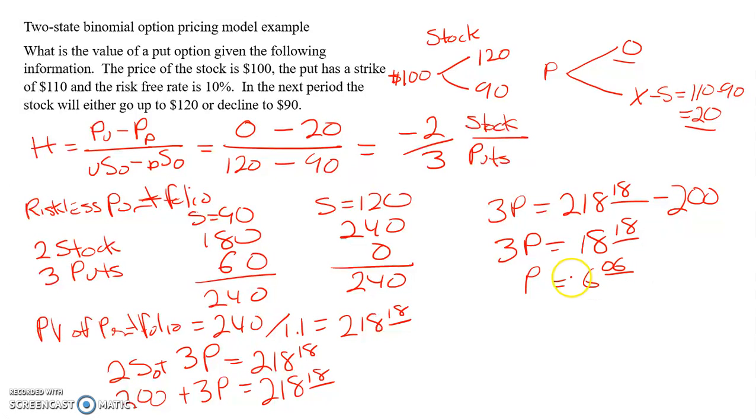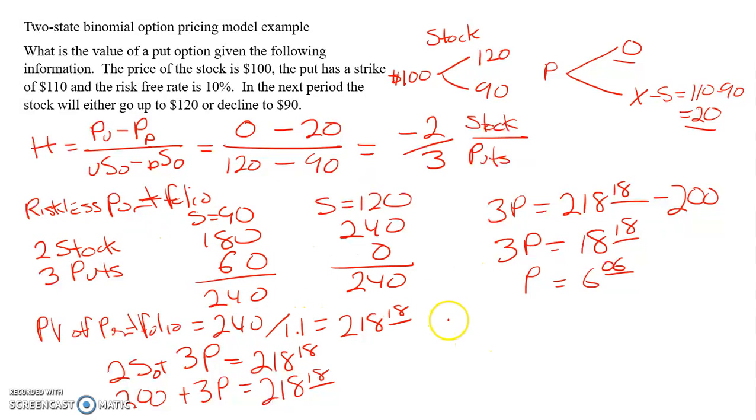It just so happened in this case that the price of the put and the call were identical. That will not always be the case. If we were to change this interest rate, for example, if we lowered it to 9%, that would increase the value of a put and decrease the value of a call.